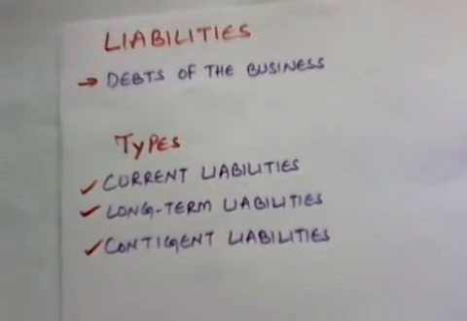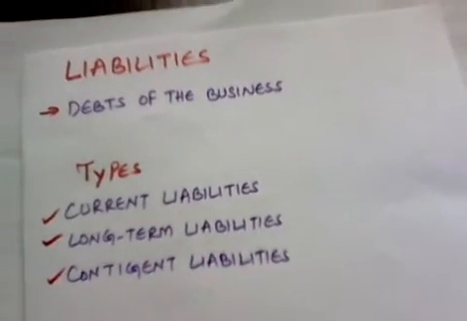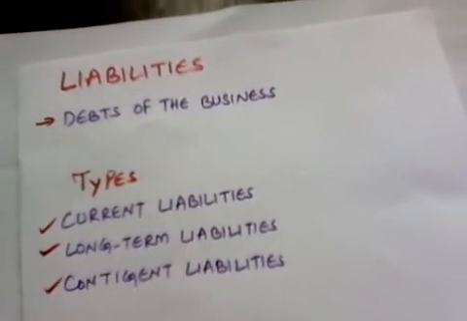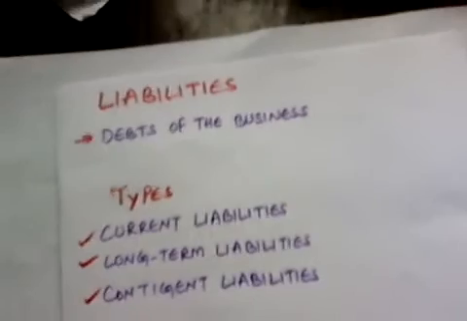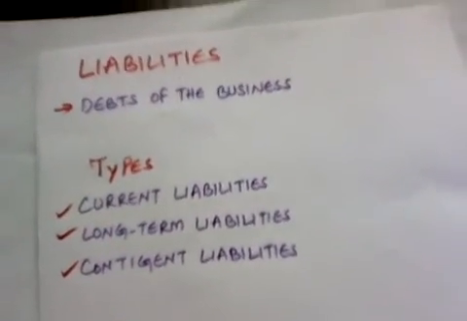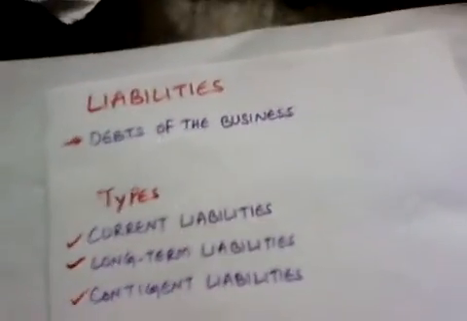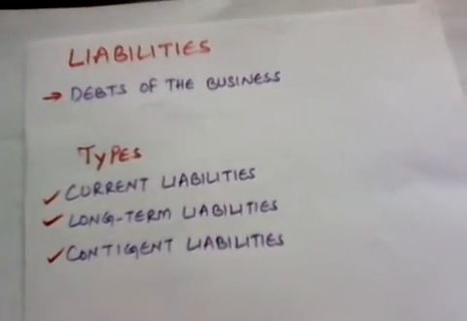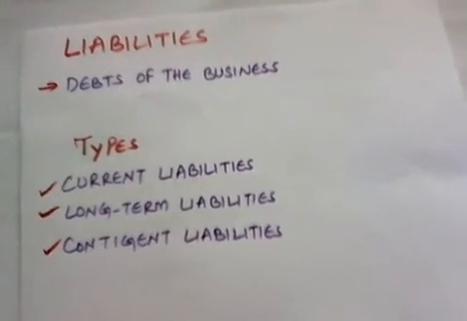Long term liabilities, you can pay your liabilities for 3 to 5 years or more than 5 years. You have sufficient time. In long term liabilities you can pay your liabilities slowly, but in your current liabilities you have to pay within a period of 1 year.